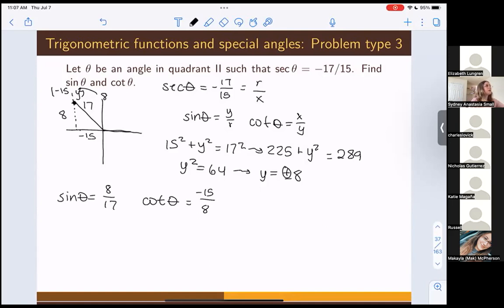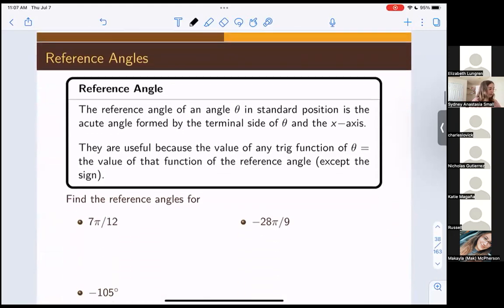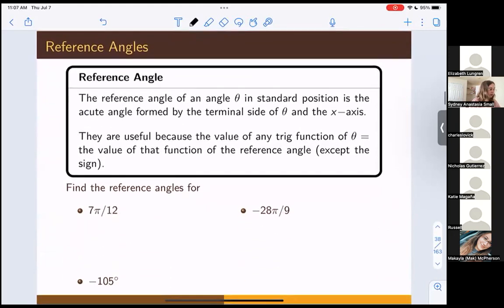Okay. So let's get another tool under our belt and learn another piece of vocabulary, and that is about something called a reference angle. The reference angle of an angle theta in standard position is the acute angle, so it will be less than 90 degrees, formed by the terminal side of theta and the x-axis. Now that may sound somewhat confusing, but it's not as bad as it seems. Let me draw a couple pictures real quick.